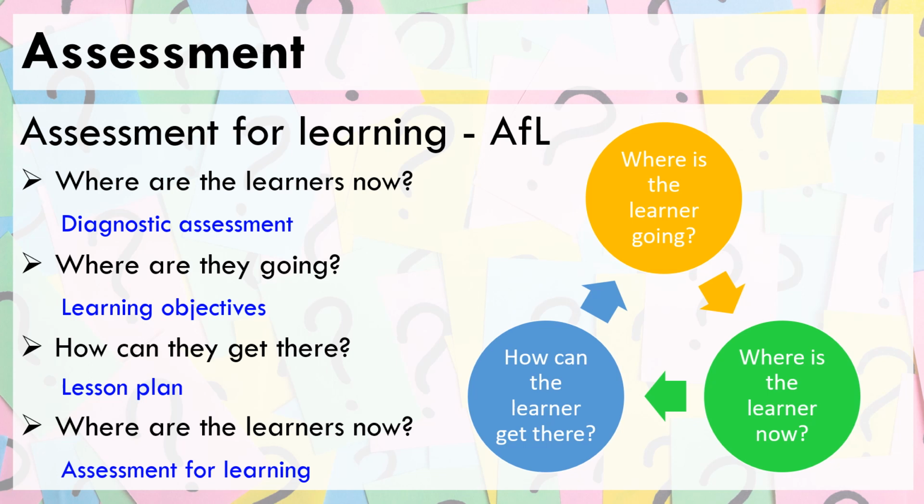You'll sometimes see assessment for learning represented as a cycle, like the one on the right. I find it a little bit more useful to use the bullet points on the left. So we start with some kind of diagnostic assessment, so we know where our learners are now. The learning objectives of our lesson are where we are going, so having a really clear idea where we want to be at the end of 60 minutes. The lesson plan is what we write so that we know how we're going to get there. And then finally, assessment for learning is our way of working out whether or not we've been successful in that.